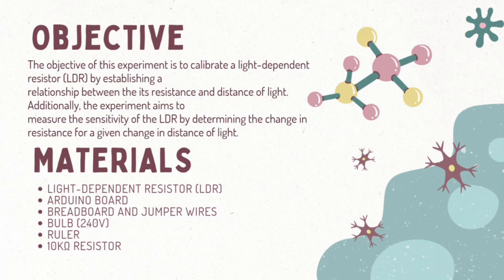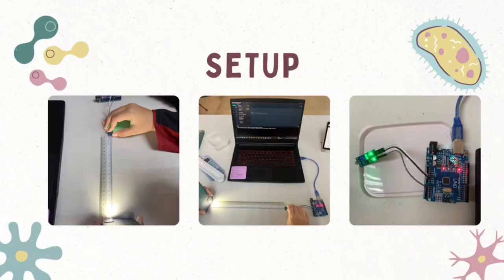The objective of this experiment is to calibrate a light-dependent resistor by establishing a relationship between its resistance and distance of light. Additionally, the experiment aims to measure the sensitivity of the LDR by determining the change in resistance for a given change in distance of light.